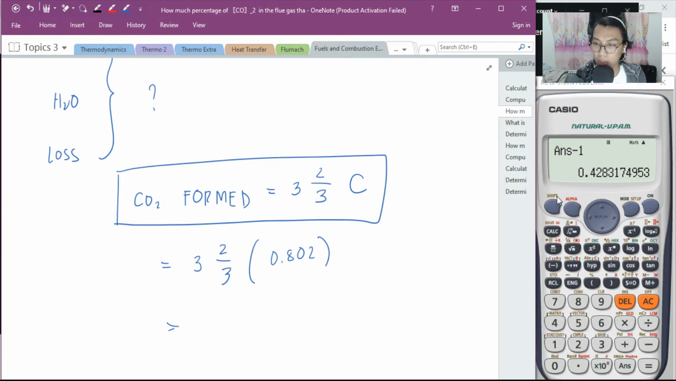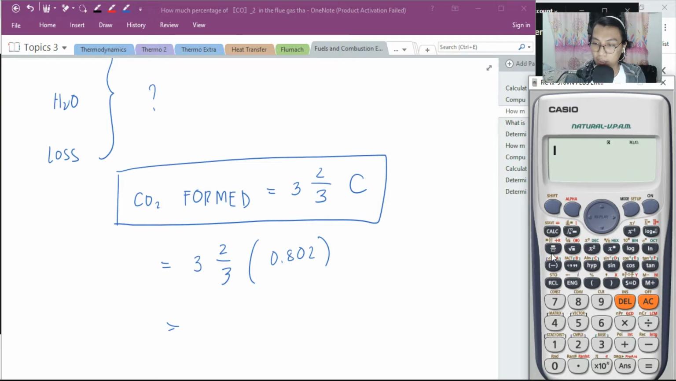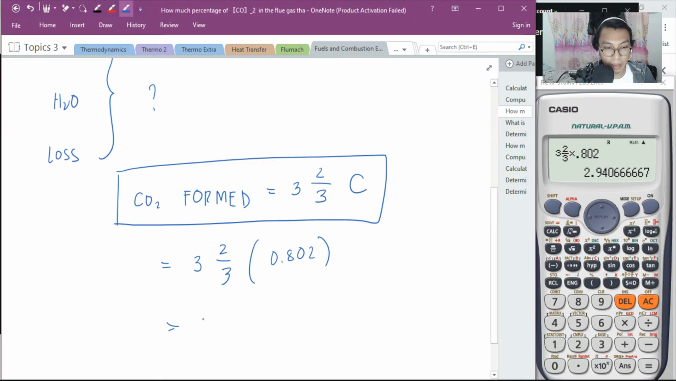So, asaan yun? On. Shift. Yung mixed fraction. So, 3 and 2/3. I-multiply mo ng 0.802. Ayun. So, this is CO2 formed in every carbon. Ilan yan? Yan yung mass ng carbon. So, 2.9407 kilograms. Okay, hindi pa po tapos yan.